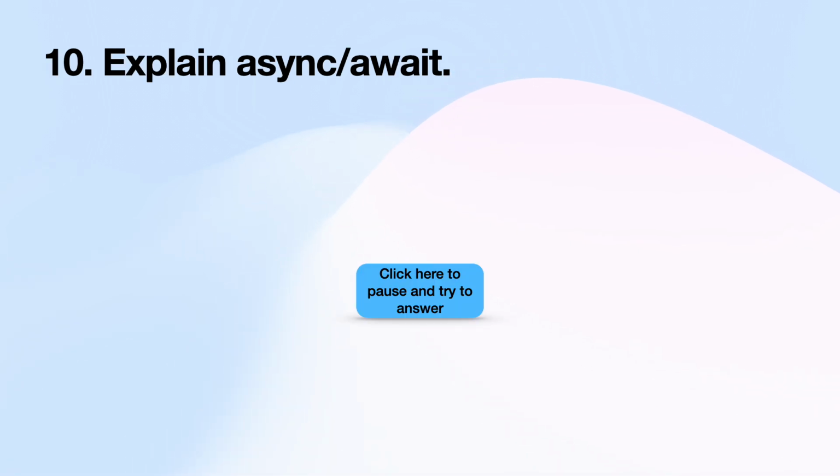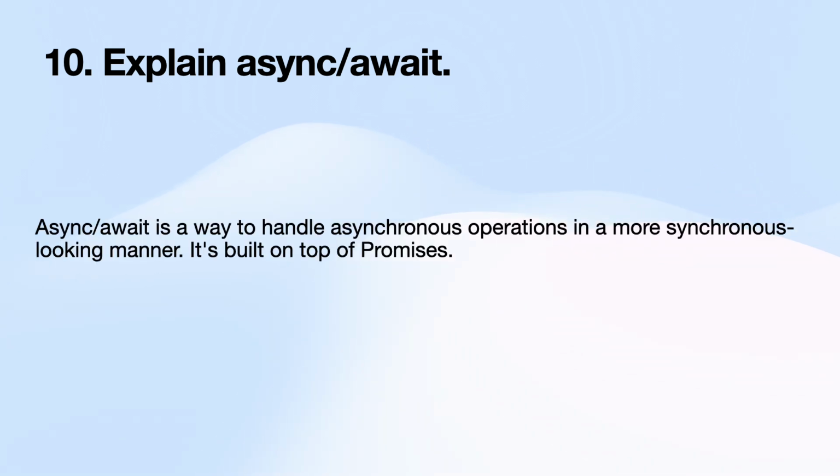The 10th and last question for this session is, explain async await. Async/await is a powerful feature in JavaScript for handling asynchronous operations in a more synchronous-looking manner. Here's a more comprehensive explanation. Async await is built on top of promises, providing a cleaner syntax for working with asynchronous code. The async keyword is used to define an asynchronous function. This function automatically returns a promise.